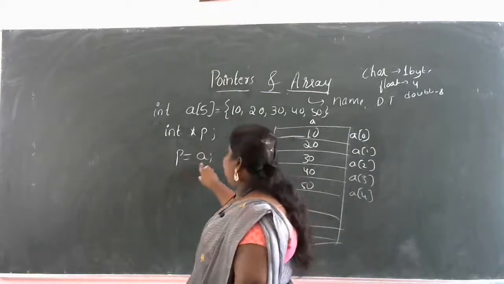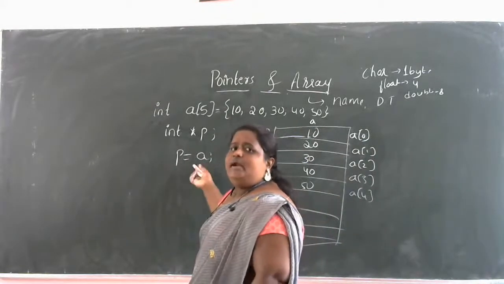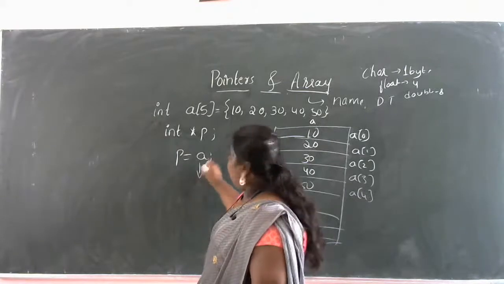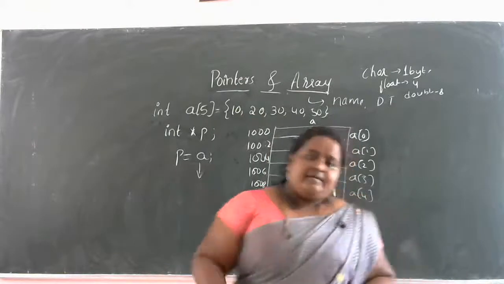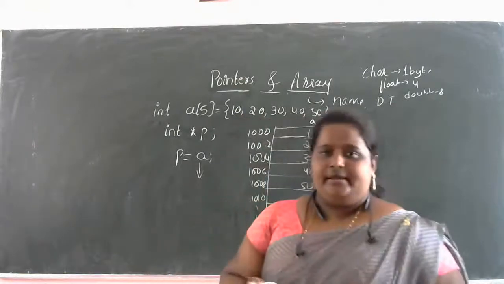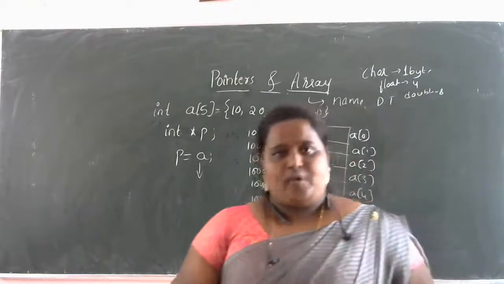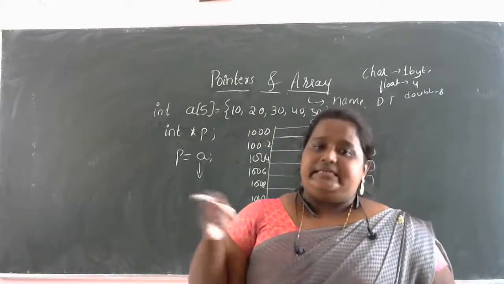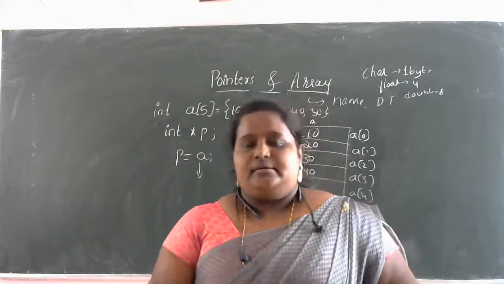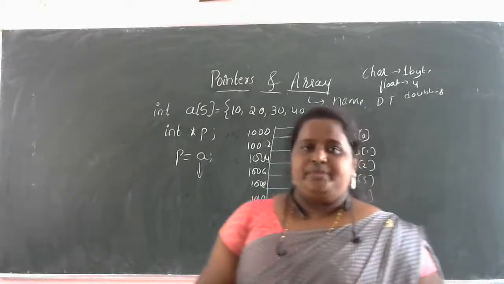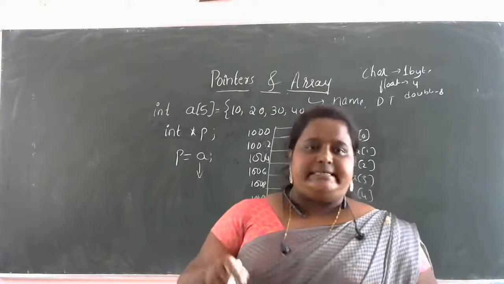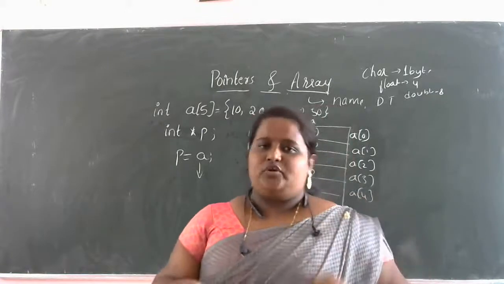In the pointer variable, you are assigning A. What does it mean? P equal to A. A means A itself. A is the name of the array, right? A is the name of your array. A itself stores the address of the first element. A itself contains the address of the first element of your array.